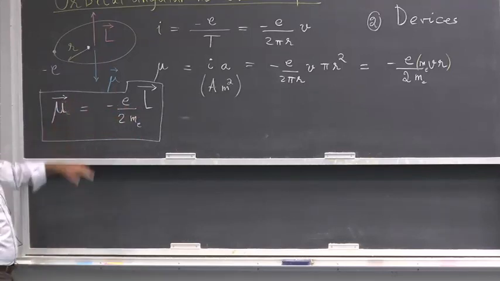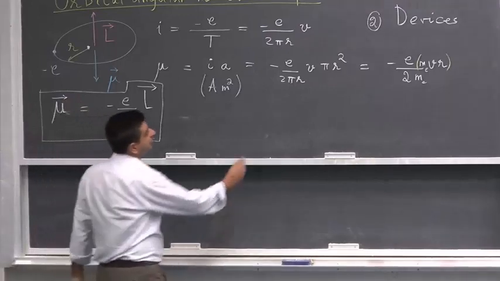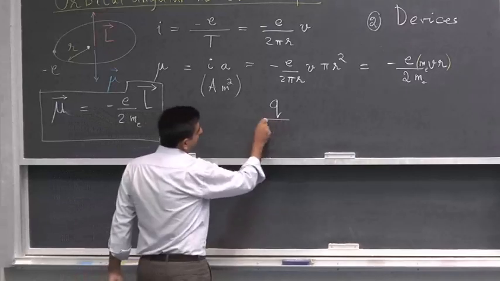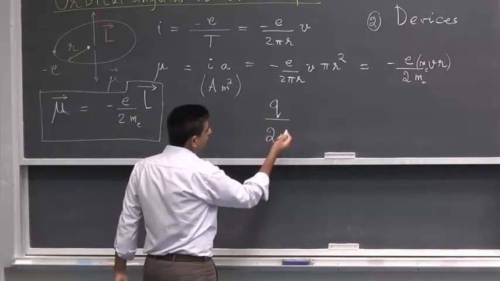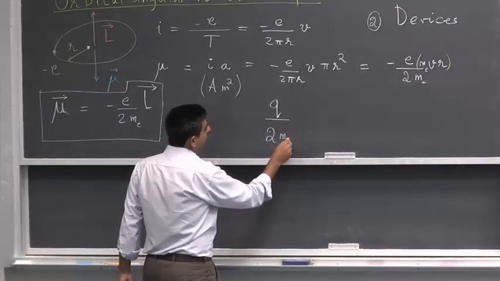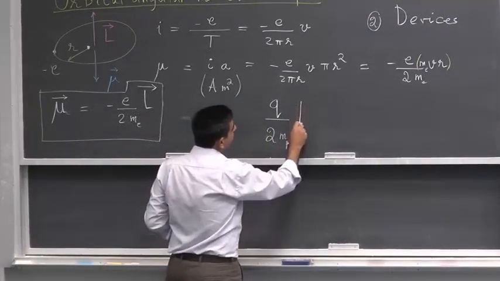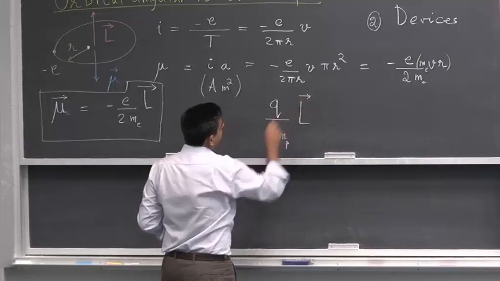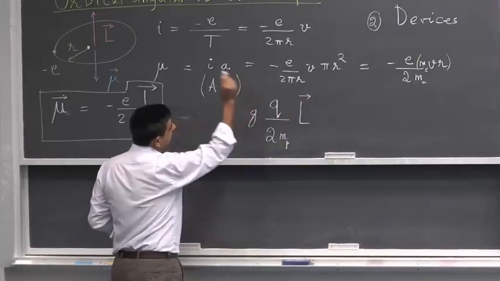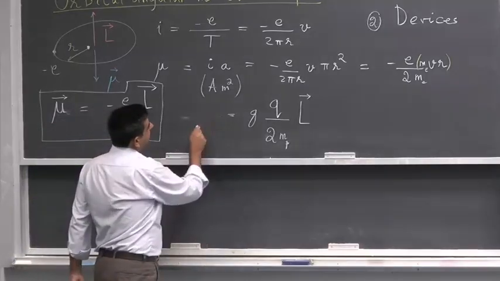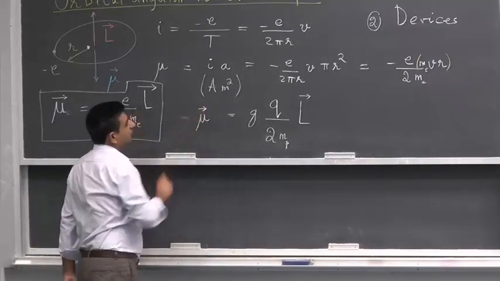Now we can generalize this statement. Any moving charge Q, we can have the mass of a charge, or we can talk about the mass of an electron or the mass of a proton. So this object multiplied by the orbital angular momentum of this object and some proportionality factor, let's call it G, will give rise to a magnetic moment.